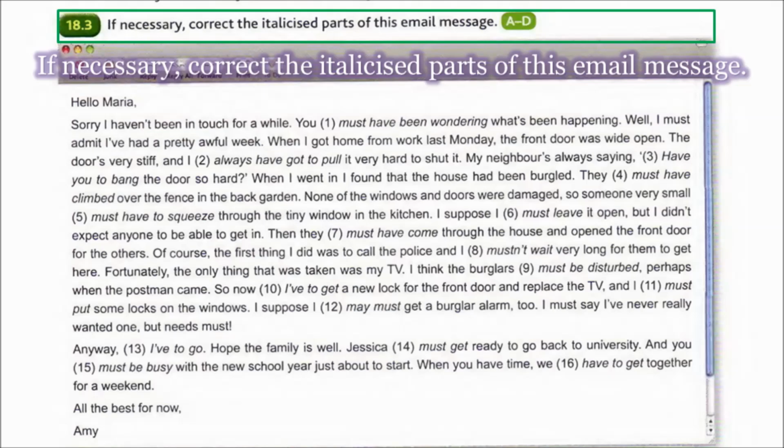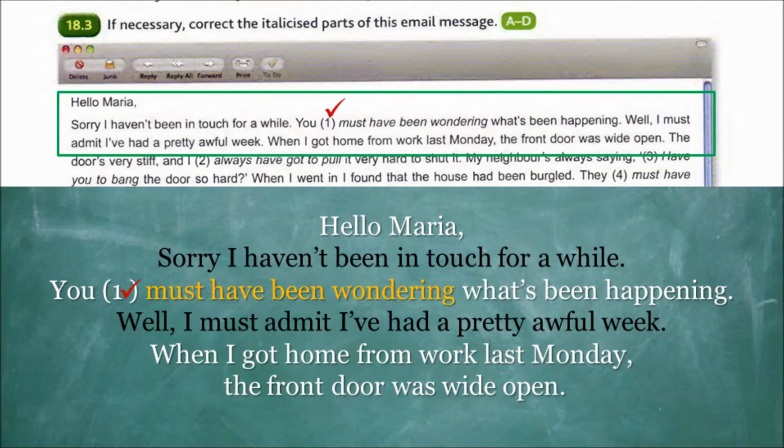18.3. If necessary, correct the italicized parts of this email message. Hello Maria, sorry I haven't been in touch for a while. You must have been wondering what's been happening. Well, I must admit I've had a pretty awful week. When I got home from work last Monday, the front door was wide open.